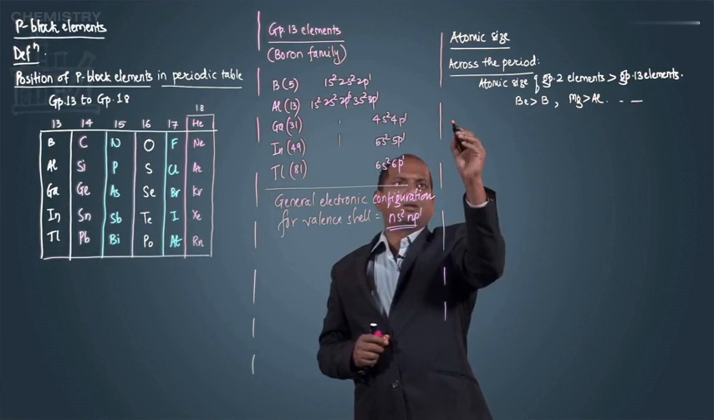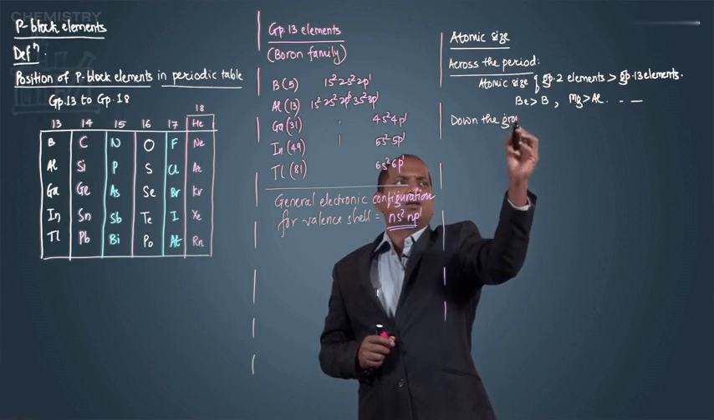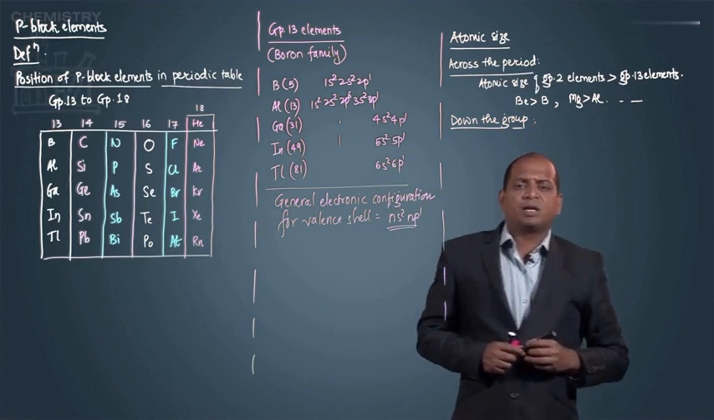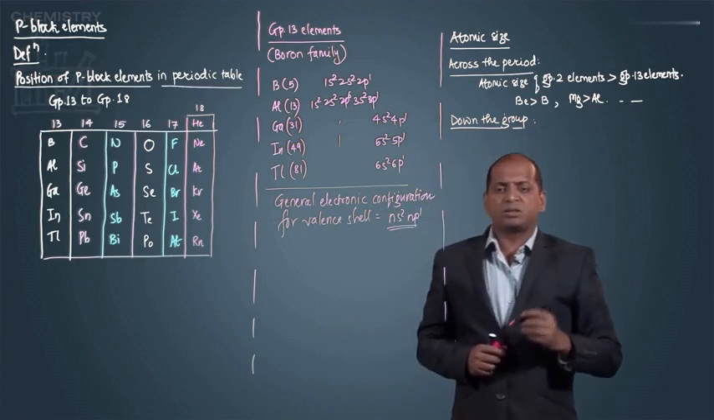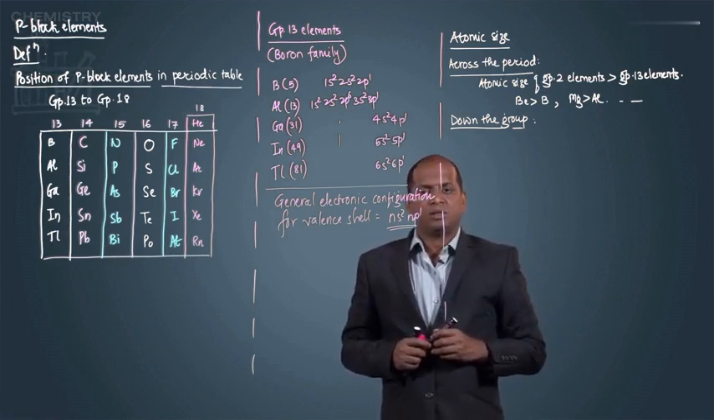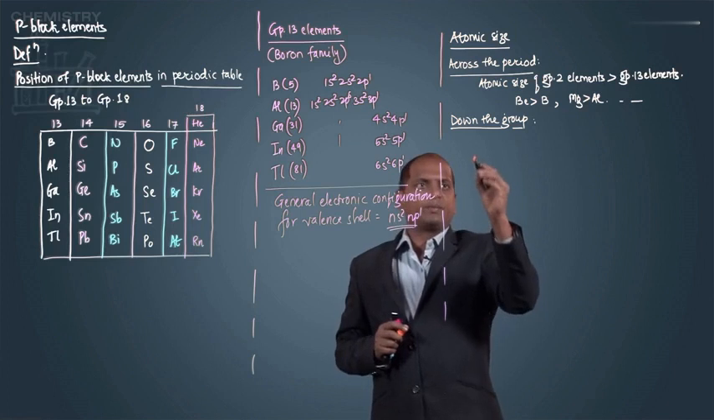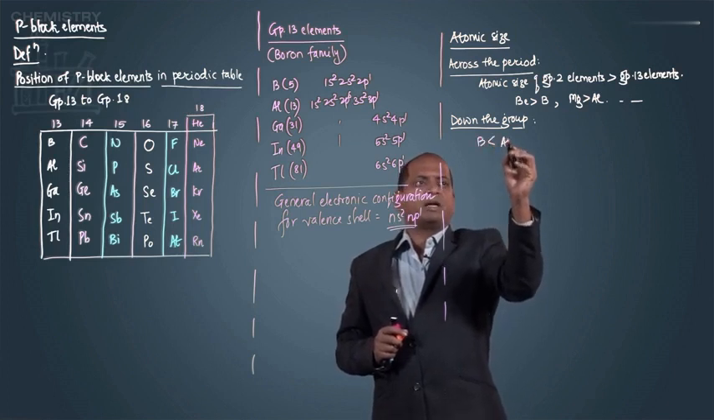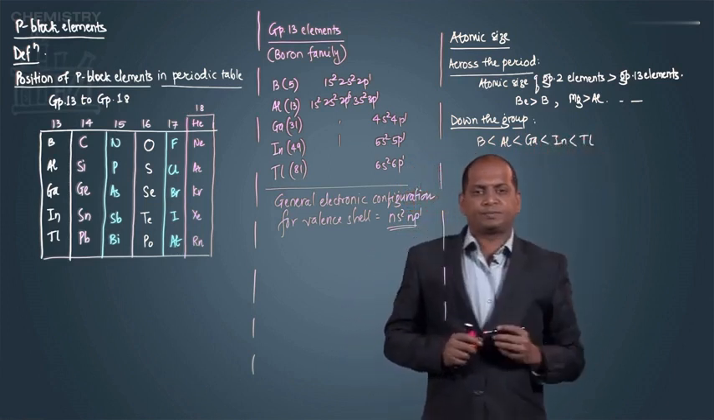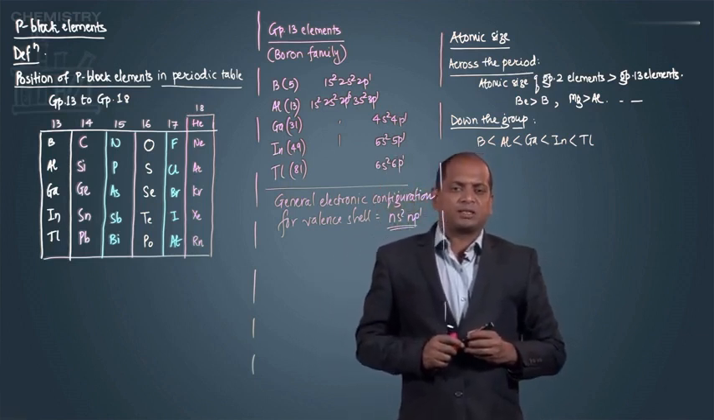Now, moving down the group. As we know, moving down the group, the number of shells goes on increasing. So since the number of shells goes on increasing, atomic size also goes on increasing. So the general trend observed is, it must be this way: boron must be smaller than aluminium, than gallium, than indium, than thallium. But there is some exception.